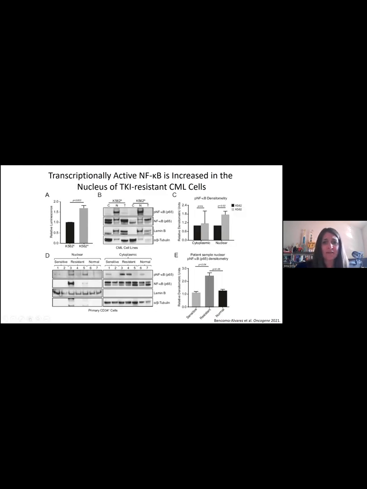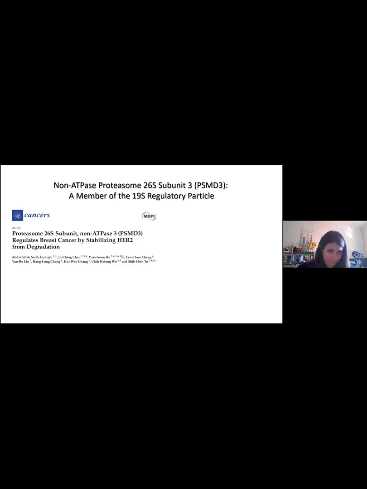So we confirmed in TKI resistant CML cell lines and patient samples that NF-kappa B signaling is upregulated in TKI resistance, in addition to nuclear phospho-NF-kappa B. And this was consistent in cell lines and patient samples.